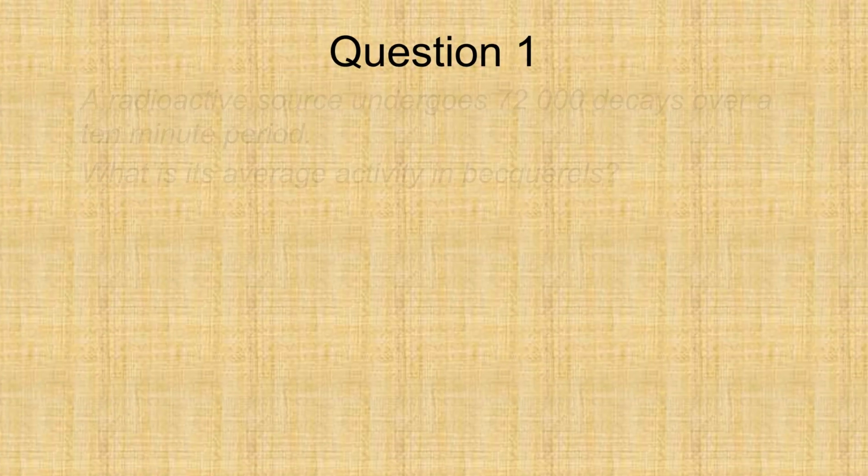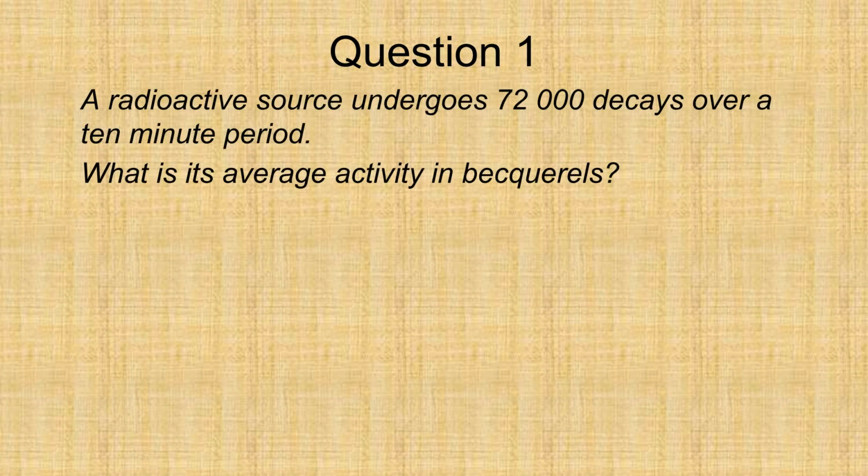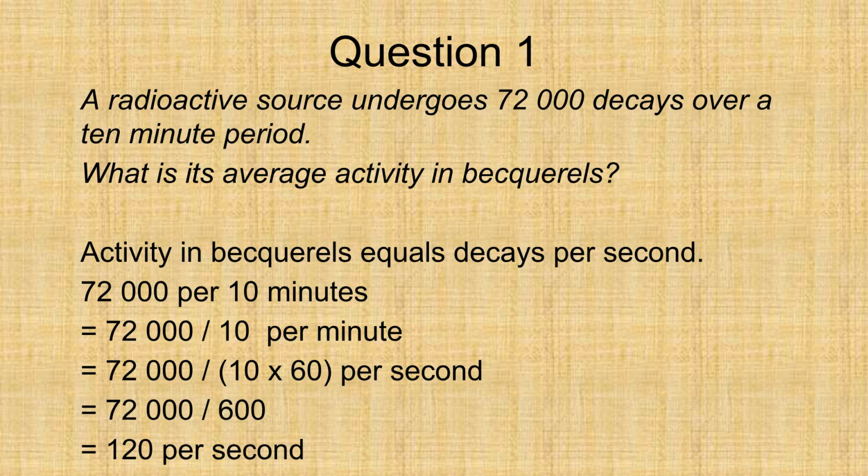Let's solve a question. A radioactive source undergoes 72,000 decays over a 10-minute period. What is its average activity in becquerels? To find the activity in becquerels, we calculate the decays per second. 72,000 decays over 10 minutes equals 72,000 divided by 600 seconds, resulting in an activity of 120 becquerels.